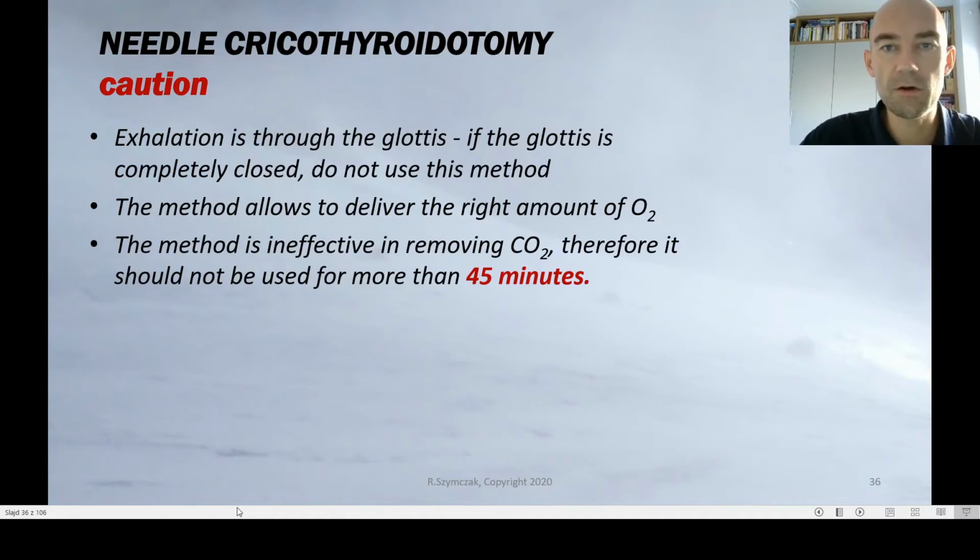The method allows to provide the right amount of oxygen, but it's not effective in removing carbon dioxide. So this method can be used only maximum for 45 minutes. So as I told you before, the gold standard is surgical cricothyroidotomy. So as soon as you manage to provide some oxygen to the patient through the catheter, you should as fast as possible organize help to help you, or organize the equipment to perform surgical cricothyroidotomy.